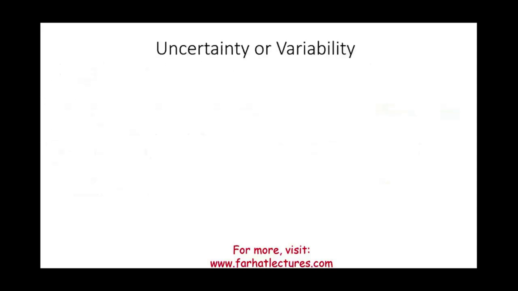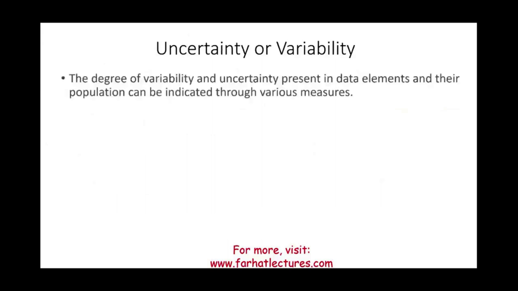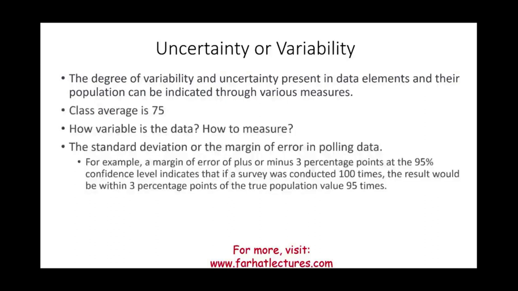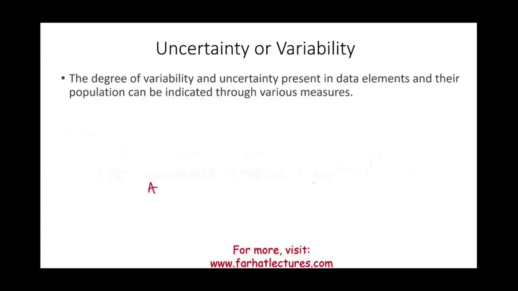Also, we need to know about the data uncertainty or variability. What is variability? The degree of variability and uncertainty present in data elements and their population can be indicated through various measures. The best way to explain variability or uncertainty in data is to use, for example, class average. So let's assume I have two classes, class A and class B, and both have an average of 75. In class A, I could have the following sets of grades: 90, 20, 30, 95, 92. So the grades would look something like this. In other words, some really high grades and some really low grades.